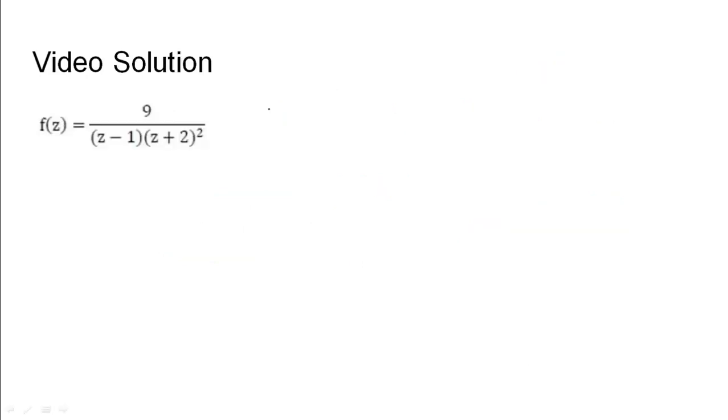So in this case we have been given this complex function and we need to find its residue. Here we can see that the poles are 1 and minus 2. Poles are obtained by equating the denominator to 0. So if we equate to 0, we will get z equals 1 and z plus 2 equals 0, that would become z equals minus 2.